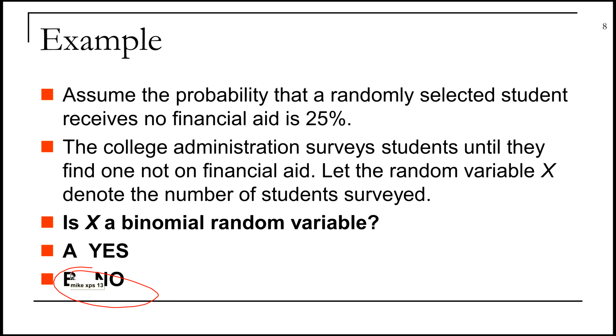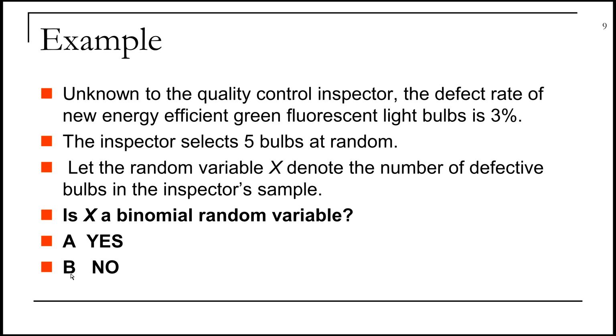Essentially, this question is saying, how many times do you have to flip a coin until you get a head? So you don't know a priori how many times you're going to flip it. How many times do I have to do something until I see a success? This is not a binomial. Technically, if you're curious, this is actually called a geometric random variable. It's the number of times you have to do something until a success, but it's not a binomial random variable.